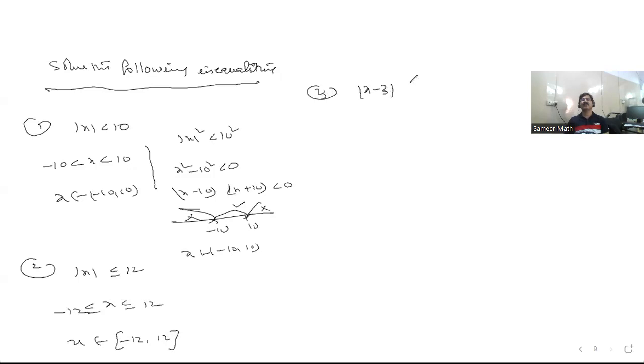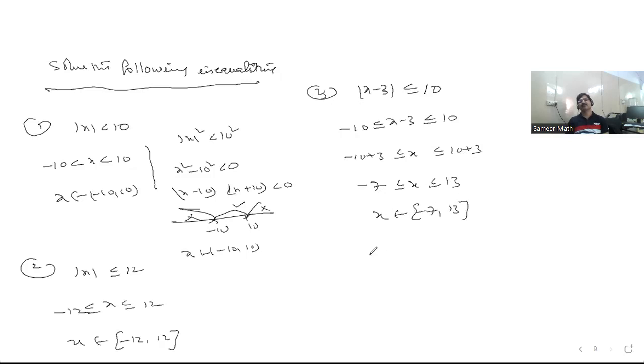Mod x minus 3 less than or equal to, suppose I take here 10. Come on, what do I write now? x minus 3 should lie between minus 10 and 10. Add 3. Minus 10 plus 3 less than or equal to x less than or equal to 10 plus 3. Tell me, minus 7 less than or equal to x less than or equal to 13. So your answer is x belongs to minus 7 to 13.